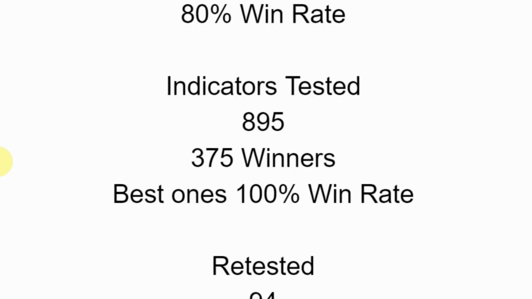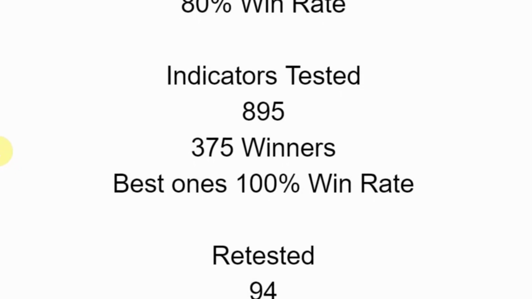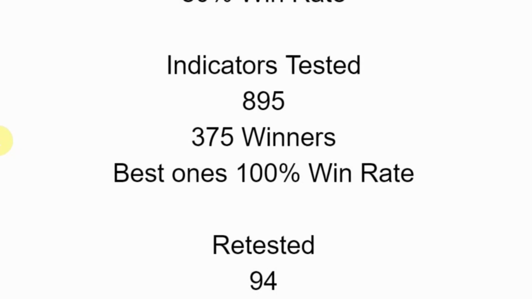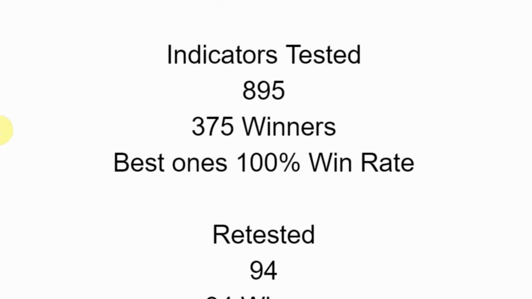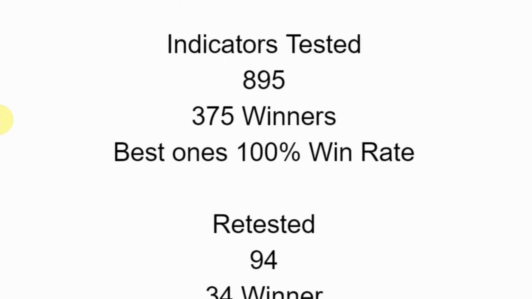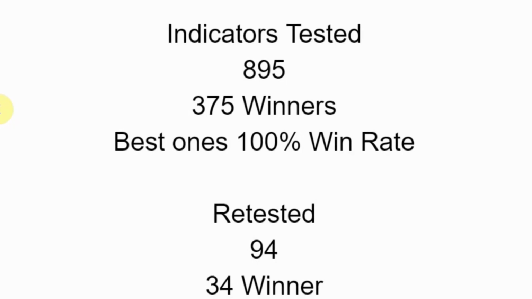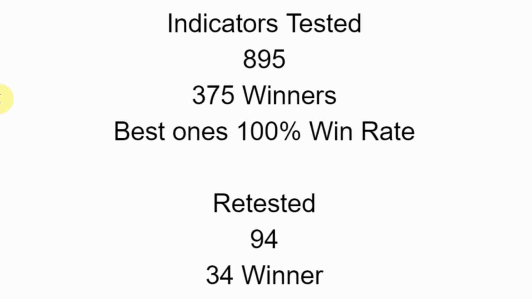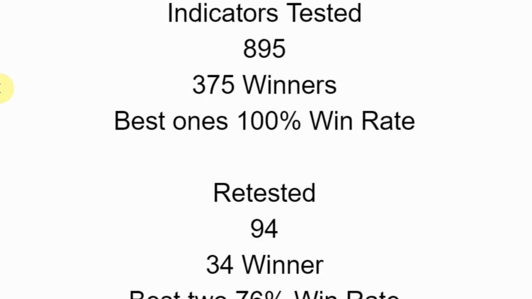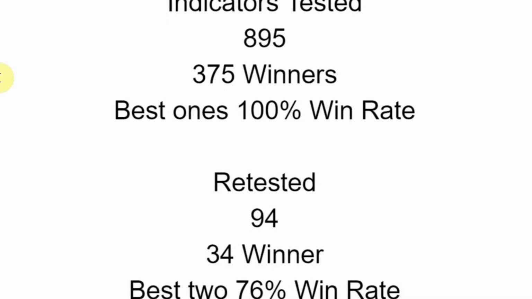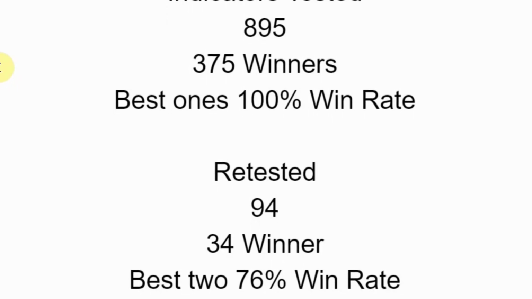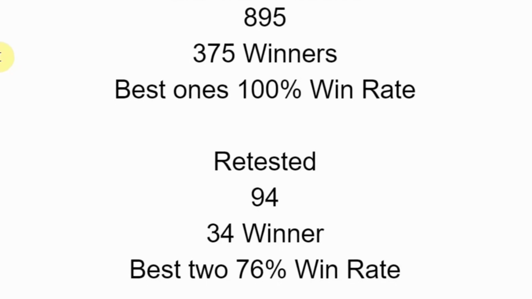Now you need to go back and watch those videos to understand the context of how they were able to achieve that. So go back and watch those videos and see what you can get out of those winning indicators. We have also retested in the advanced testing 94 of the winning indicators. 34 of them have been able to maintain the winning status, the best to a 76% win rate.